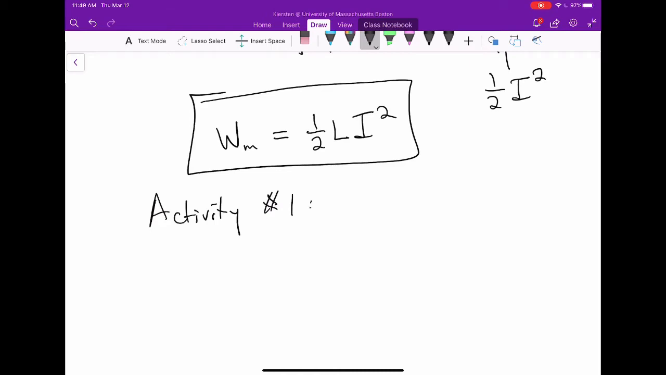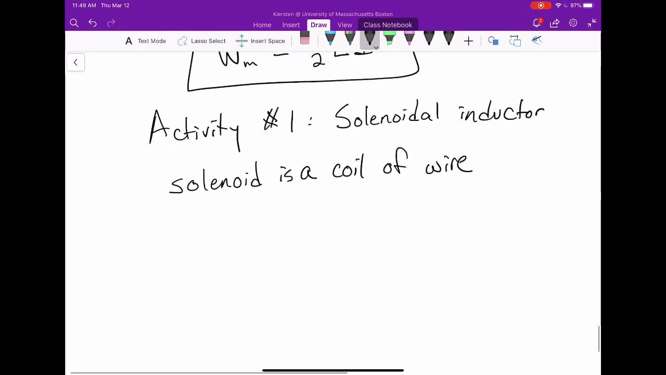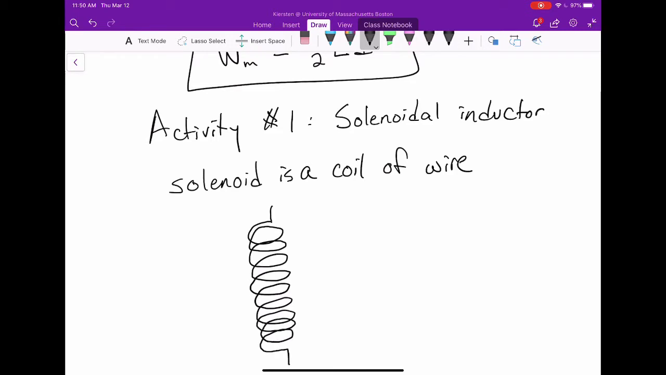Activity number 1 is a solenoidal inductor. A solenoid is just a coil. Usually you have the loops of wire laying next to each other so they all have the same radius, and it's got a circular cross section, and the cross section is constant. So it looks literally like the circuit symbol for an inductor.